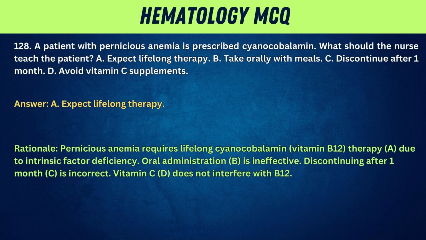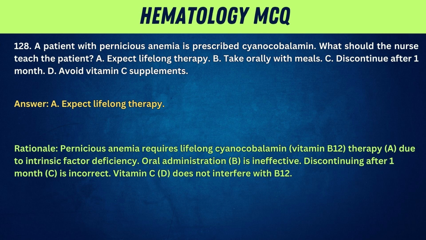128. A patient with pernicious anemia is prescribed cyanocobalamin. What should the nurse teach the patient? A. Expect lifelong therapy. B. Take orally with meals. C. Discontinue after 1 month. D. Avoid vitamin C supplements. Answer: A. Expect lifelong therapy.